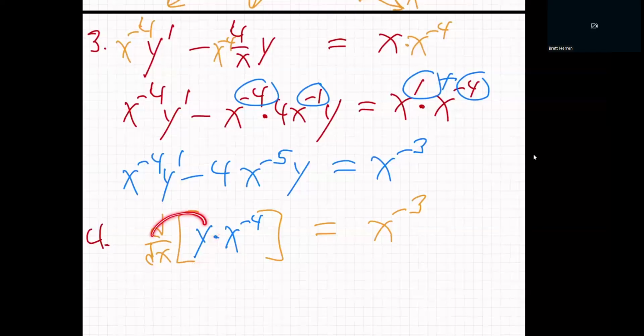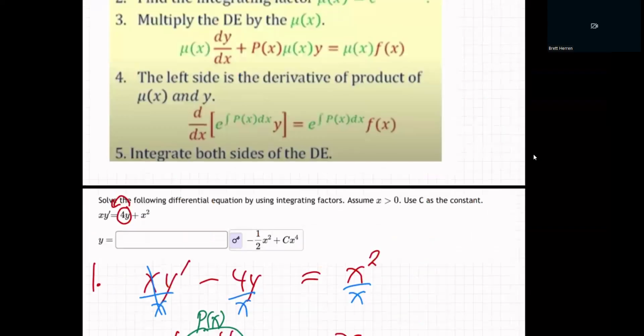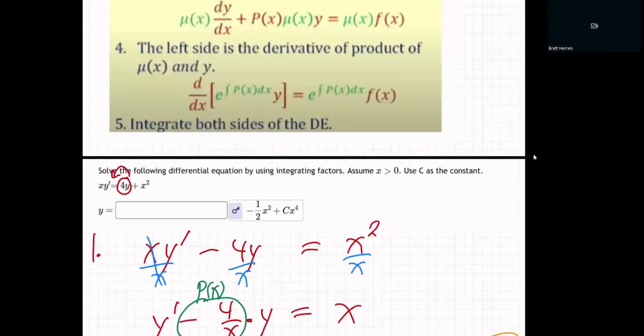You've got to do the product rule. Derivative of the first one, which would be y prime, times the second one unchanged, plus the first one unchanged times the derivative of the second. What's the derivative of that? Minus 4 comes down. That's where you get the minus. Subtract 1 from the power, minus 5. Yeah, that's right. Nice little trick. And then step 5, integrate both sides of the differential equation.